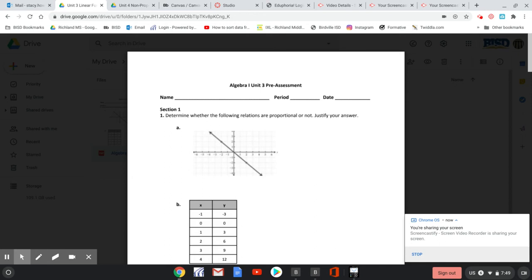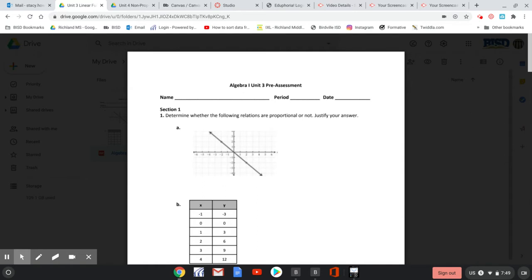Hey guys, this is the Algebra Unit 3 pre-assessment for linear functions. These are things you should already know. Hopefully when you completed this sheet on the prior page, you did great. Check your answers. They are 5 points apiece. Put your grade in and let me know how you did.